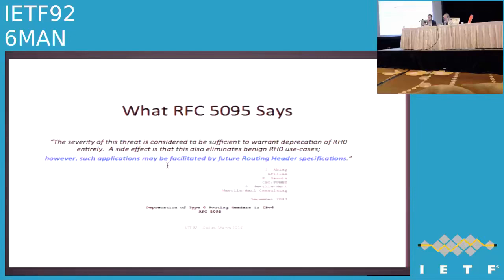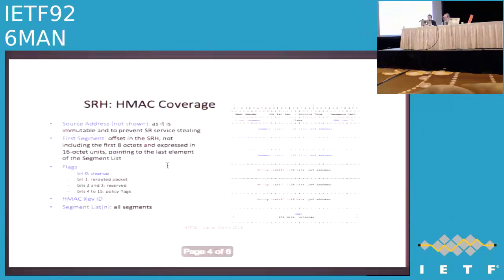And segment routing, if routing header type 0 was still there, segment routing would have used routing header type 0. So in blue, however, such applications may be facilitated by future routing header specifications, which is clearly what segment routing is doing. Next. So the segment routing header has changed little in Stefano's specification, so we need to change and update as well the HMAC coverage, simply to reflect the new header.